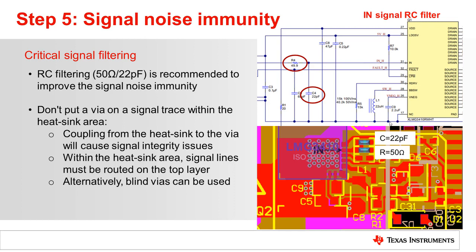Also, an important point to mention is not to put a via on a signal trace within the heatsink area. For each through-hole via, there will be a pad on the bottom which forms a capacitor with the heatsink. With the high side voltage moving, the parasitic capacitance could cause the voltage on the signal line to move, which will cause signal integrity issues. Within the heatsink area, signal lines must be routed on the top layer, or alternatively, blind vias can be used.